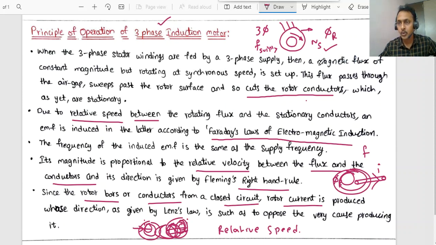For that sake, it tries to rotate, tries to catch up with the rotating or revolving magnetic flux by trying to rotate at synchronous speed. But it cannot attain the synchronous speed.